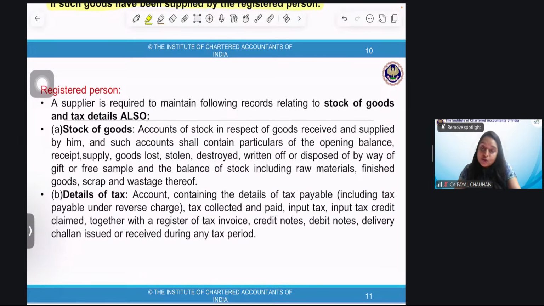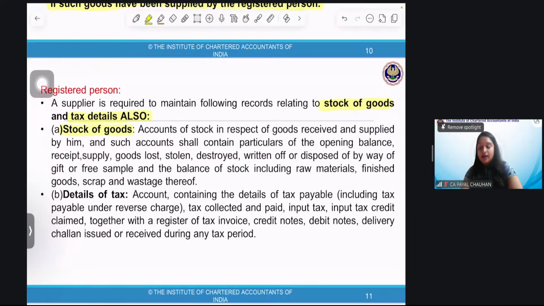A supplier is also required to maintain the following records relating to stock of goods and tax detail. If I'm registered, in that case tax will be determined by the applicable rate, as per the regular HSN code or SAC code. Now, along with the other records which we have already read, I have to maintain two more details, and that is detail about the stock of goods and tax detail also.